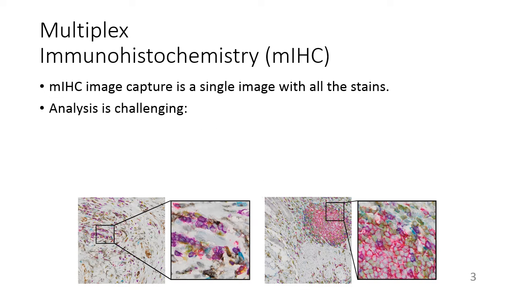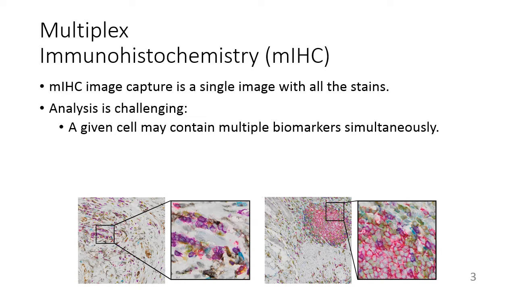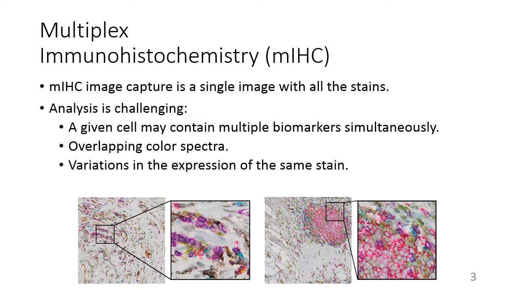MIHC image capture is a single image with all the stains present together. This makes the analysis challenging, as a given cell may contain multiple biomarkers simultaneously. Different stains and their combinations may have significantly overlapping color spectra. In addition to the large variation in the expression of the same stain that is caused by varying amounts of the protein biomarker present, and the fuzzy appearance of the stains as shown in the samples below, all this makes it difficult for analysis.